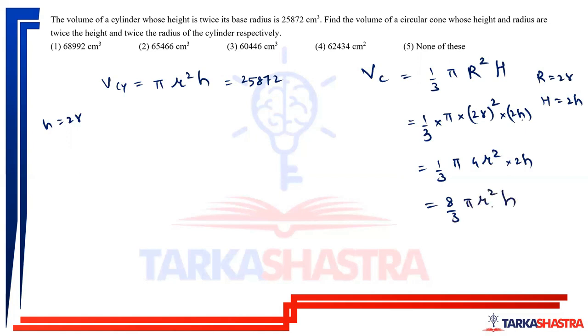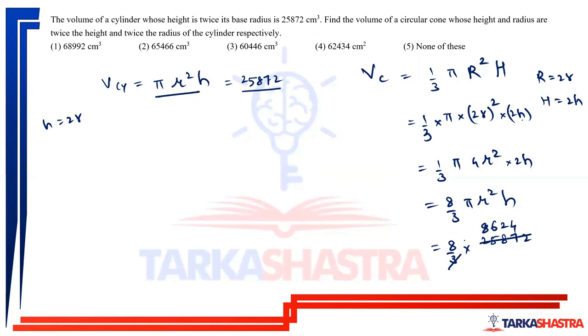You are expected to pause the video and solve the question and then look at the solution. Now, if you observe, pi r square h is 25872. We just have to calculate this. 8 by 3 into 25872. Divide by 3. What we get? 8624. Correct?